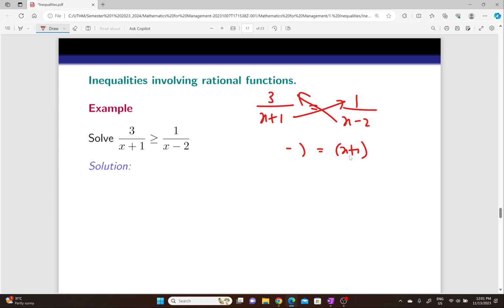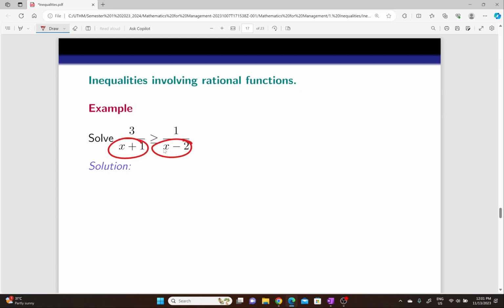But for inequalities, whenever the denominator is a variable, if it's a number, no problem. If the variable x is inside the denominator, we cannot cross multiply. Cannot. So how are we going to solve this? We have to bring everything to the left hand side and make it one fraction. Okay. So this is the solution.